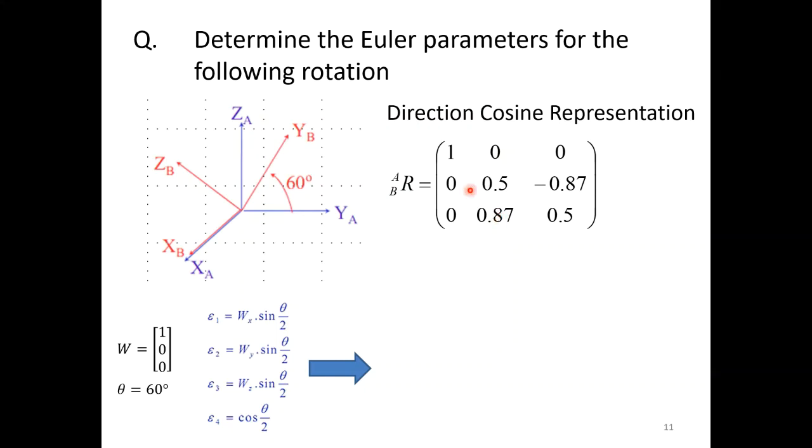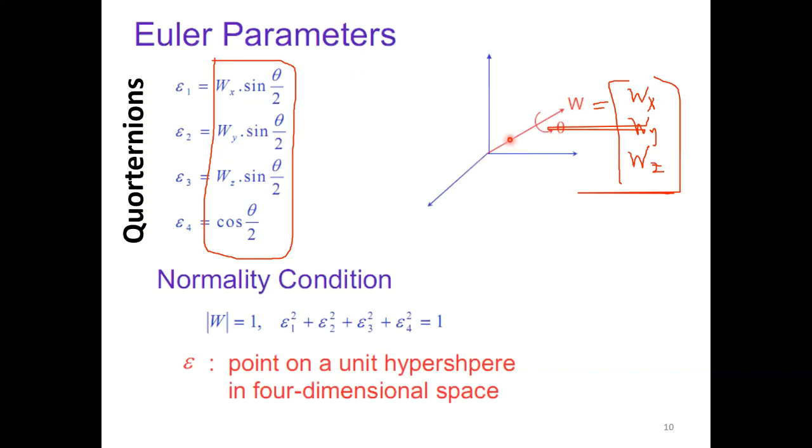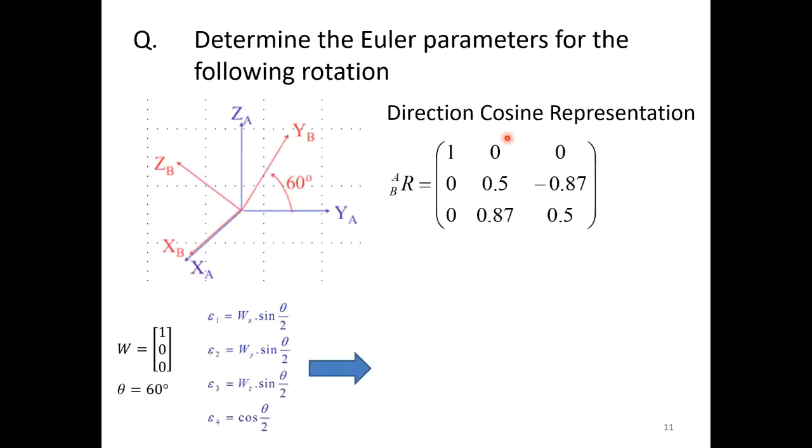So, if you look at the Euler parameter representation, it says axis of rotation and angle of rotation. So, this time the axis of rotation is x-axis. So, what is the unit vector along x-axis? Because x-axis is the axis of rotation. It is 1, 0, 0, and that is W. And what is the angle of rotation? 60 degrees. Theta is 60.